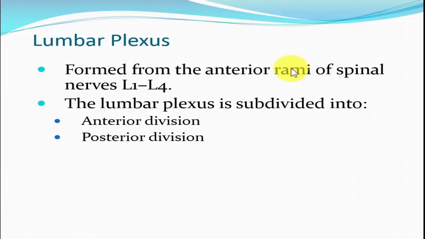Neuro, so this is going to be your nerves. First we have a lumbar plexus. A plexus is basically a collection of nerves together. The lumbar plexus is formed from the anterior rami of the spinal nerves L1 through L4.